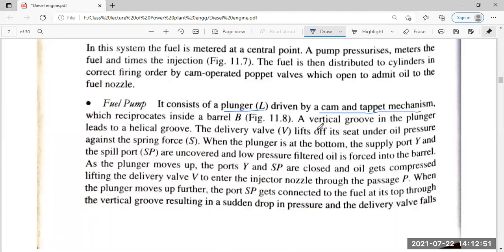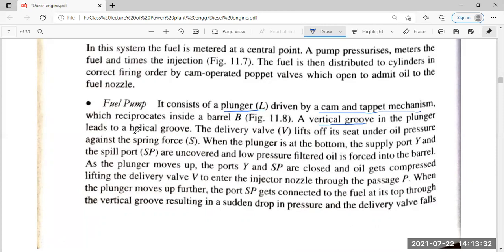A vertical groove in the plunger leads to a helical groove. First there is the vertical groove, next to a helical groove. Helical groove means the groove is in the form of a helix, like a wire at an angle with the horizontal, going around the shaft, say for a right hand helix. When the plunger is at the bottom, the supply port and spill port are uncovered.